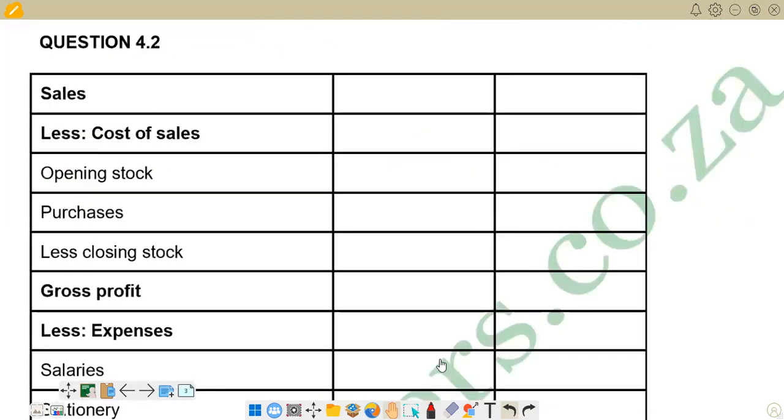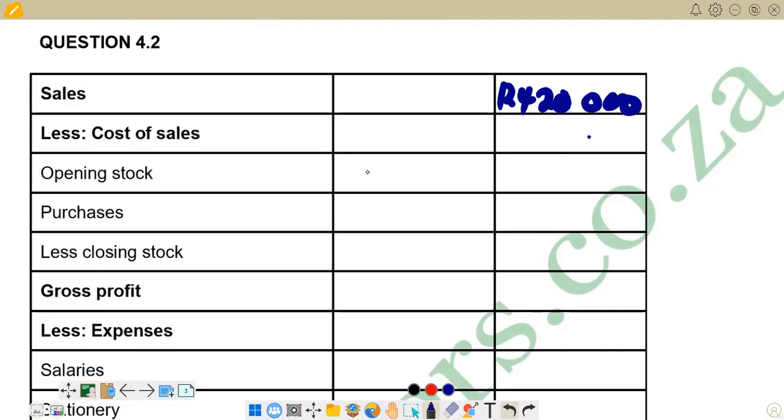Sales is here, and we are saying we have 420,000 rands. Then for cost of sales, we are going to leave it blank. The figure is going to come in here, just beneath sales. Then we subtract it to get our gross profit. But before that, we need to calculate it beneath that.